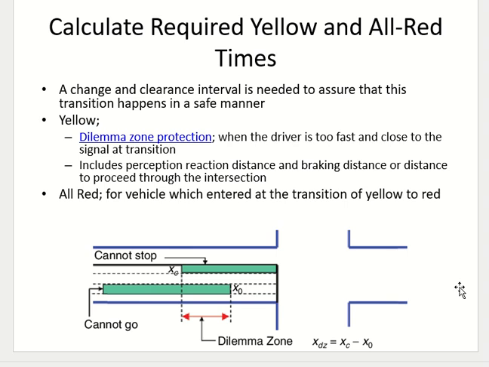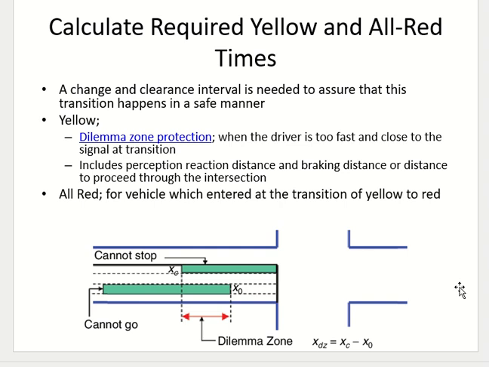Then we need to calculate the yellow and all red time. Yellow is also called the change interval and all red is also called the clearance interval. Why are they given? To make sure that the drivers who are already too close to the intersection clear it, and don't try to stop because of a sudden change in the signal timing. So they are given basically for drivers who are in the dilemma zone.